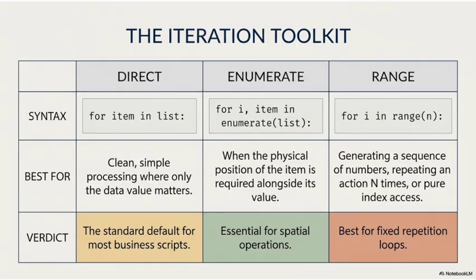Enumerate, for index, item in enumerate list, gives you both the index position and the value simultaneously, essential for spatial or positional operations. Range, for i in range of n, gives a sequence of numbers. This is best for fixed repetition loops, or when you specifically need numeric index access. The verdict row at the bottom tells you when to reach for each. Start with direct iteration, switch to enumerate when position matters. Use range only when you need pure numeric iteration.